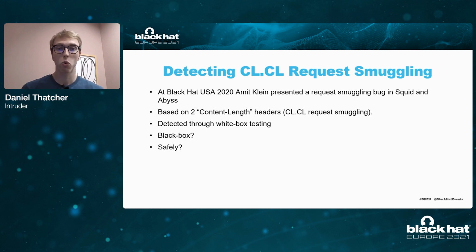Now, he detected this through white box testing, but I was curious about whether it was possible to detect these sorts of bugs through black box testing, and importantly, whether it was possible to do it safely. Those of you familiar with James Kettle's detection techniques based on timeouts for request smuggling might be wondering why we can't just adapt those directly. The issue is when you're looking at CL.CL request smuggling, if you don't know which server is going to pass which header out of the front end and back end server, you have a 50% chance of causing a timeout in a vulnerable system, but you also have a 50% chance of leaving some data in the socket and affecting another user's request. And this is something we generally want to avoid.